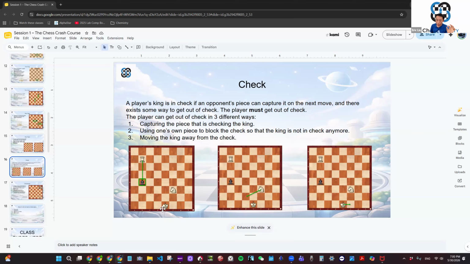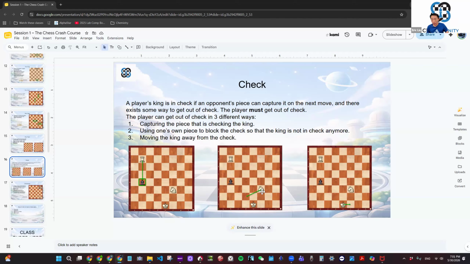And there are three different ways the white king can get out of check. The first way, you can just capture the piece that's checking the white king. So in this case, the black bishop is checking the king on e1. Our rook can capture that bishop, and the king will not be in check anymore.